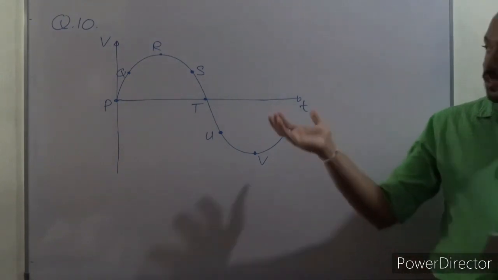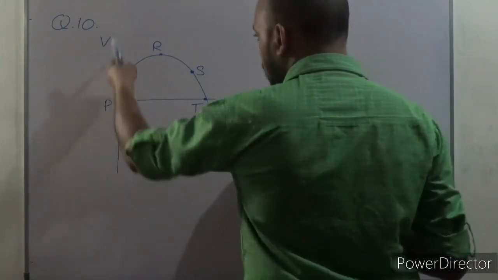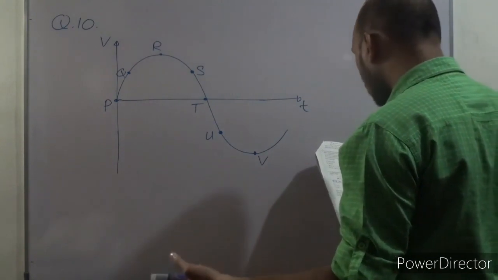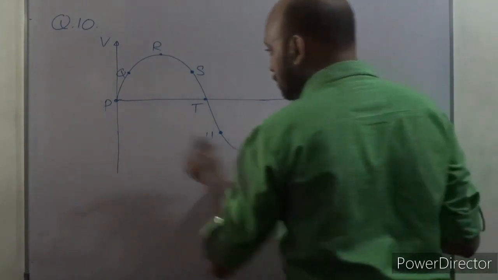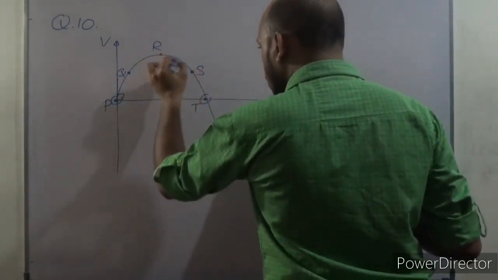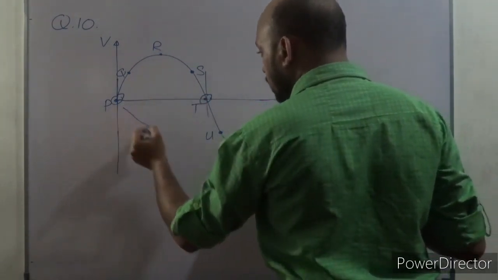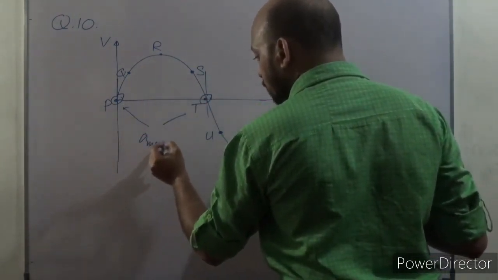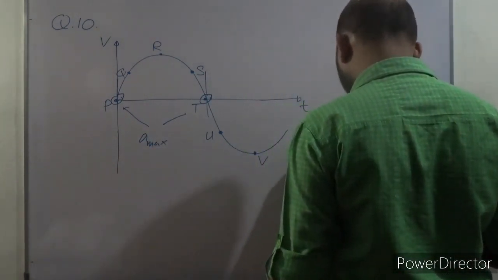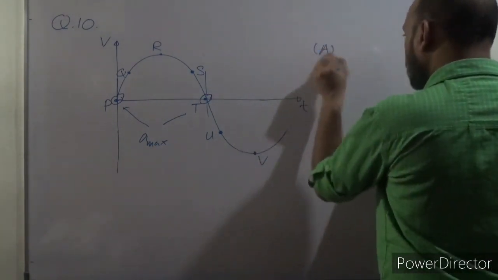Okay, so here you can see the gradient of the velocity time graph represents the acceleration. So in the first statement, A, at P and T, here and here, you can see it makes the maximum gradient. Here the curve, but if we draw the tangent, it's maximum. So P and T have maximum acceleration. So statement A is correct.